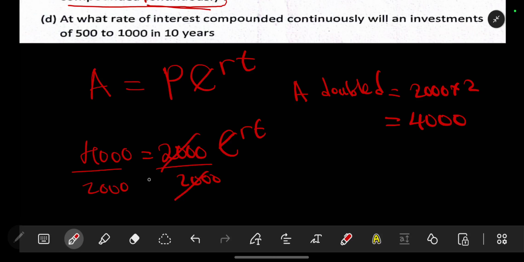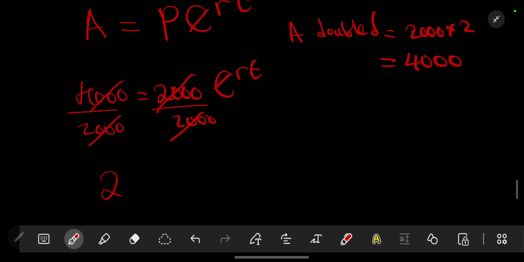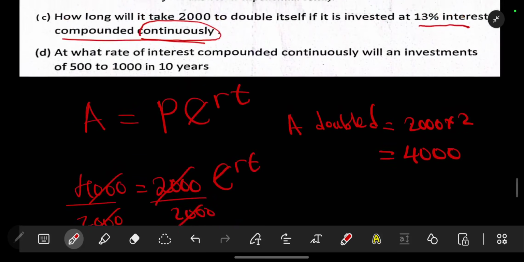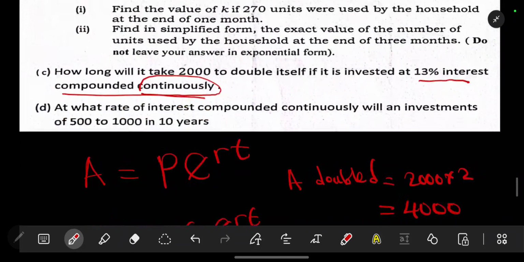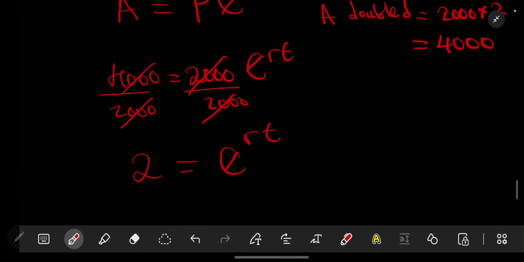This gives us a value of 4,000 divided by 2,000. We are going to get a 2, which should be equal to, we have our e to the power of rt, like that. So we are finding how long, meaning we are finding time. The rate is 13%, so we can substitute.